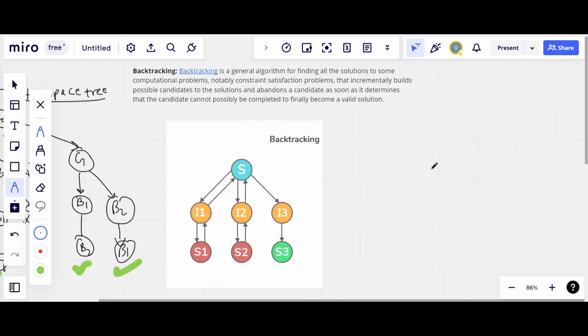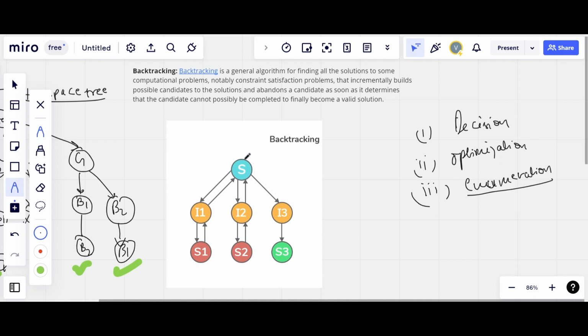So let's see what problems we can solve with backtracking. The first is the decision problem, where we have to find a feasible solution. The second is the optimization problem, where you have to find the best feasible solution. And the third is an enumeration problem, where we have to find all the solutions of a problem, for example, the subset problem.